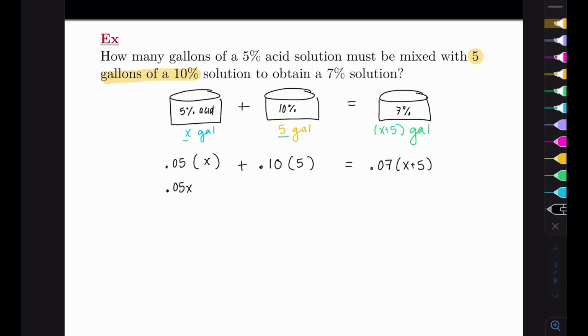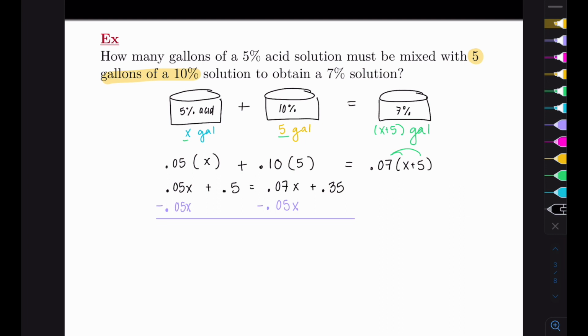This is 0.05x. If you do 0.1 times 5, that gives you 0.5. And then on the right hand side, if you distribute this out, that's 0.07x. And then 0.07 times 5 gives us 0.35. So we really have a decimal equation. You can multiply by 100 to get rid of the decimals if you want. That works too. But now I need to get x's on one side, constants on the other. So I'm going to subtract the 0.05x.